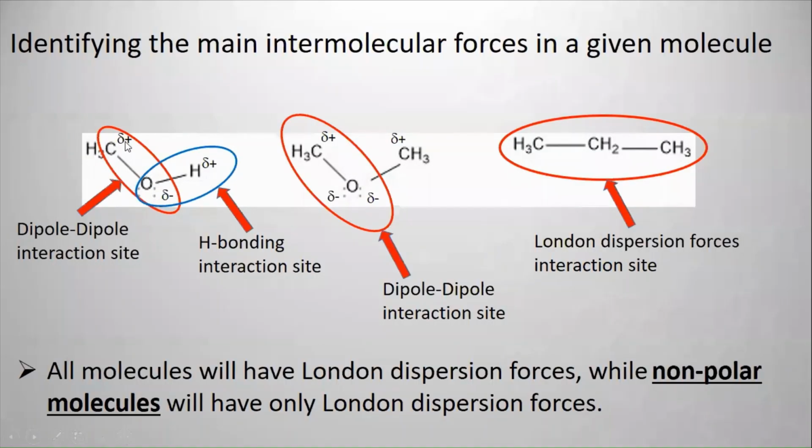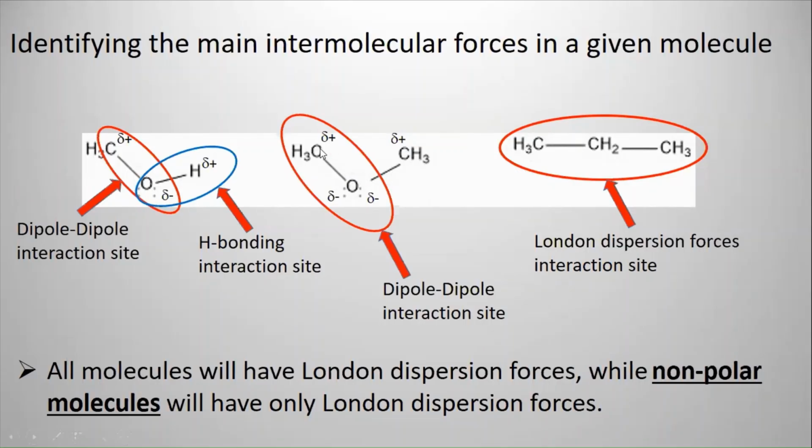Do we have London dispersion forces? Yes, all molecules will have London dispersion forces. So what are the types of intermolecular forces in alcohol? Dipole-dipole, hydrogen bonding, and London dispersion forces. Which one is responsible for the properties of alcohol? Hydrogen bonding. The strongest intermolecular force is the one that is going to control the effect or the strength of the molecule. Now let's look at dimethyl ether.